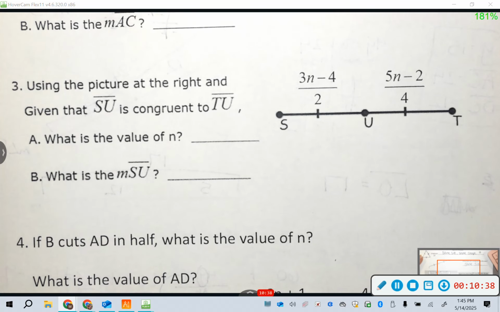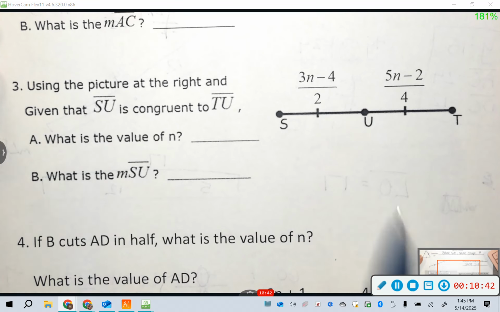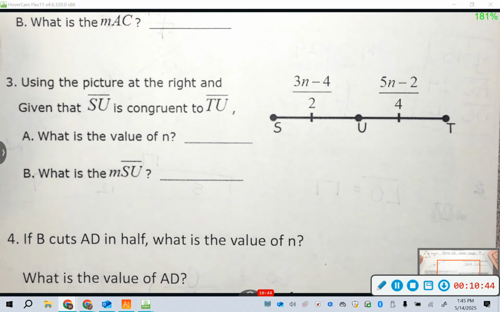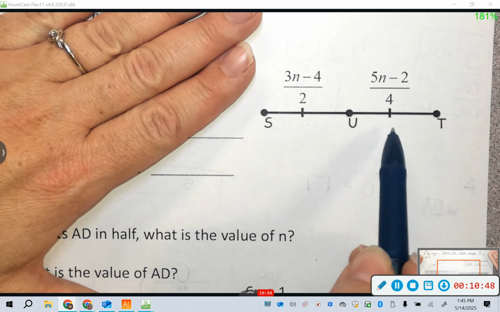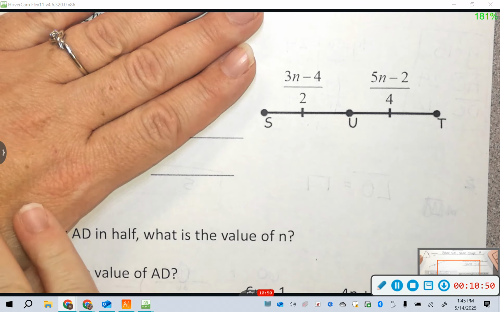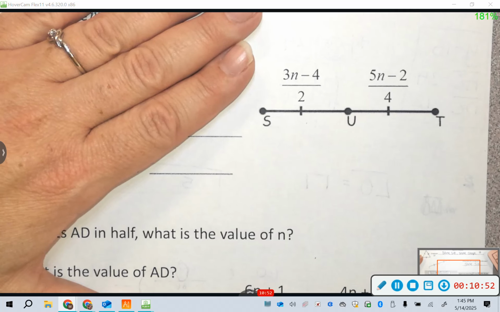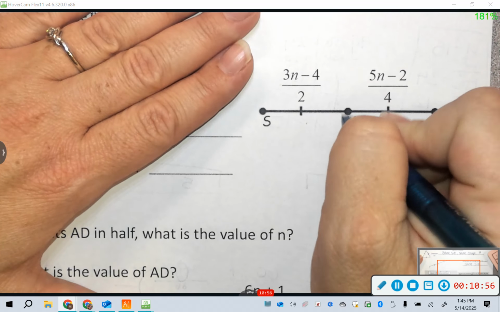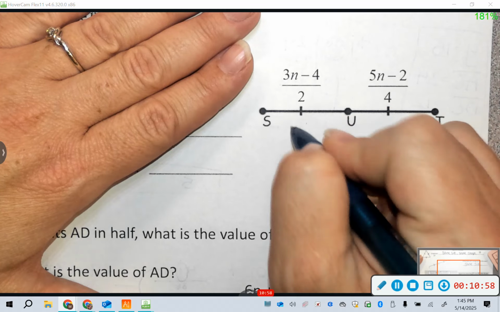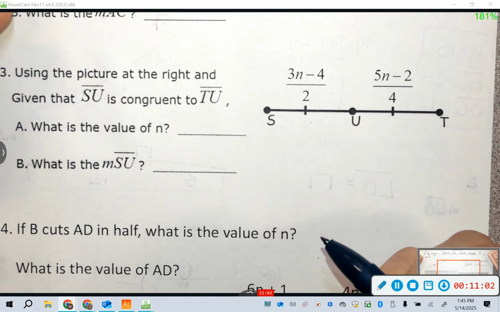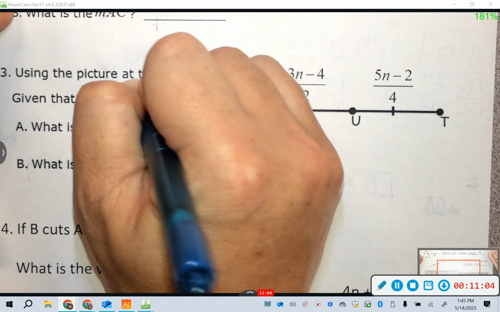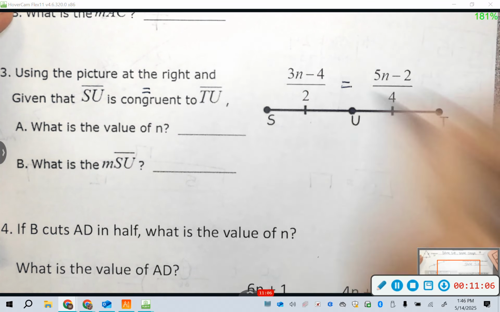Okay, looking at number 3, what I want you to realize is you have a fraction and another fraction. We haven't dealt with fractions like this in a while. So first things first, we read it, or even if we just look at the picture, what can we assume? They're equal. How can we assume that? Because it has the tick marks. We cannot assume it because U is in the middle. We can only assume it because of the tick marks. And it also says congruent. Anytime we see the word congruent, what did I say we're going to put? Equal. So we're going to put equal here.